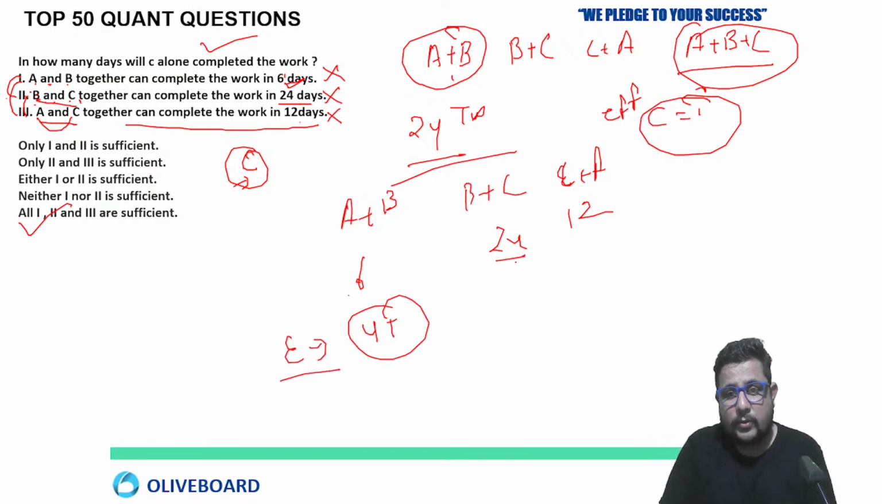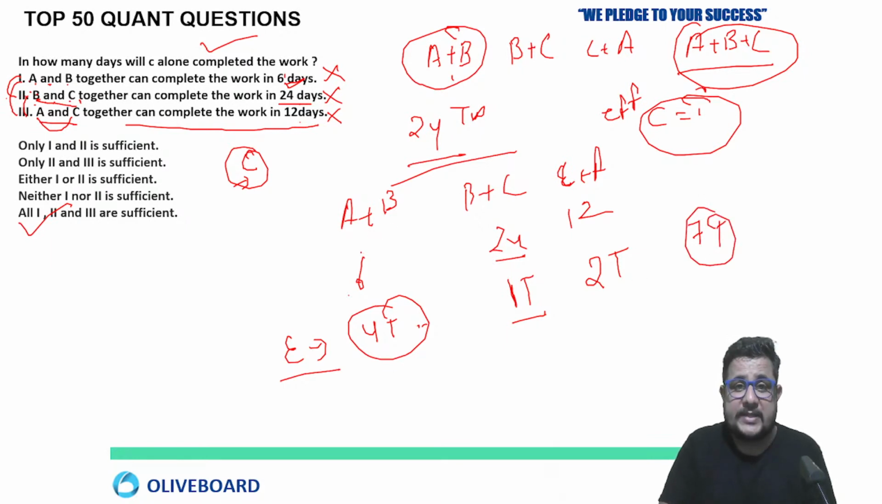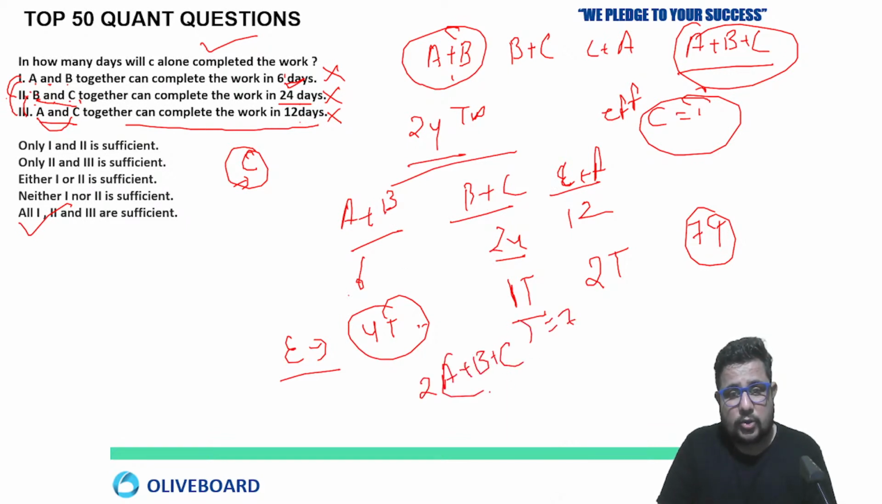Similarly, 24 by 24 means 1 cup of tea per day. Efficiency of B and C. C plus A, 24 by 12, the efficiency of C and A is going to be 2 here, 2 cups of tea per day. So just add 4 plus 1 plus 2, that means 7 cups of tea is going to be the sum of A plus B, B plus C, C plus A, which is just double of A plus B plus C. So A plus B plus C is equal to what? 7 by 2.